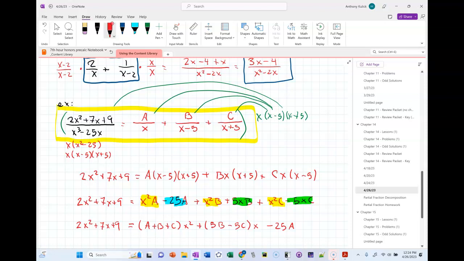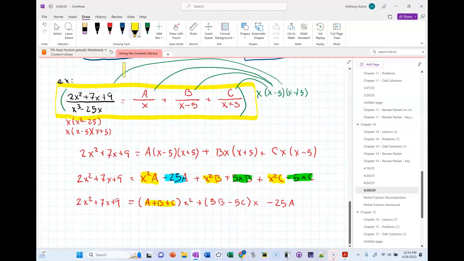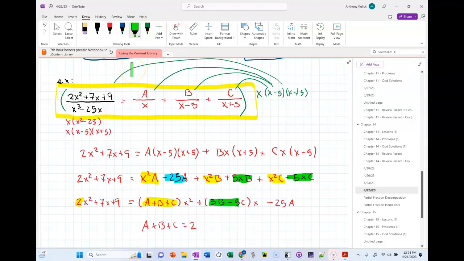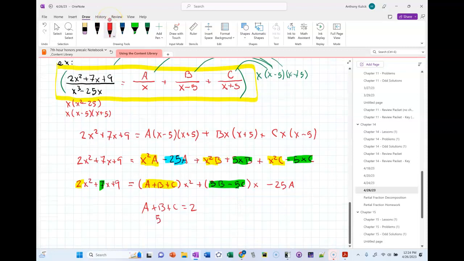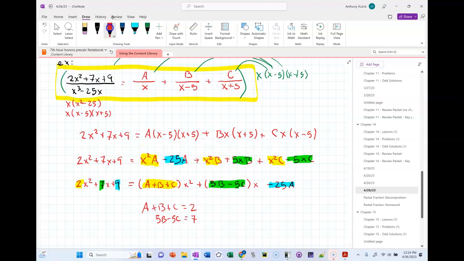Are we all okay with how I've gotten to here? So what I notice now is that if these two polynomials are equal, then the coefficient on the left-hand side for x squared has to equal the coefficient on the right-hand side for x squared. So I can say that a plus b plus c has to equal 2. I can say the same thing about the x's. So 5b minus 5c has to equal 7. And I can say the same thing about the constants, that negative 25a has to equal 9.